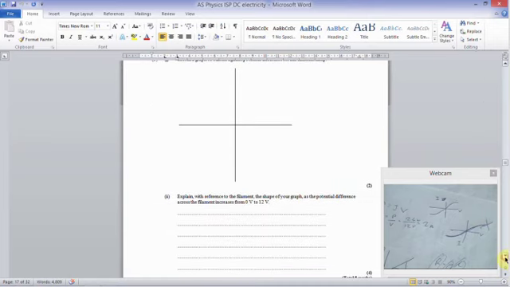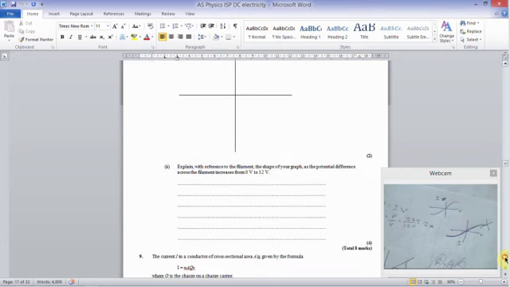So explain with reference to the filament the shape of your graph as the potential difference across the filament increases from 0 volts to 12 volts. I've already spoken about that at the start. Okay, got it on the sheet over here for my wonderful graph that I drew over here. Okay, so you've got the idea that voltage increases, current increases, temperature increases, resistance increases, which means the current can't increase anymore and therefore levels off.